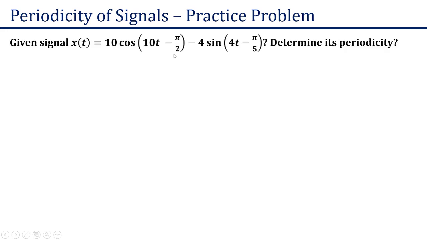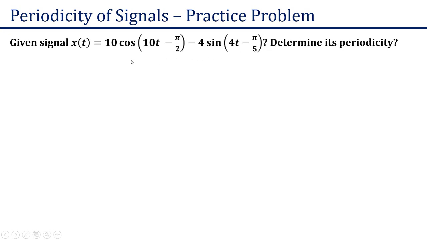Now let us take up the third numerical problem from the previous examinations, where we need to determine the periodicity of a signal x(t), which is equal to 10 cos(10t - pi/2) - 4 sin(4t - pi/5).